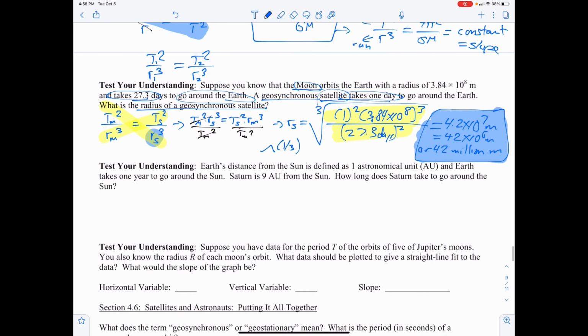Test your understanding. Earth's distance from the sun is defined as 1 astronomical unit, and the Earth takes 1 year to go around the sun. If Saturn is 9 astronomical units from the sun, how long does it take Saturn to go around the sun in terms of an Earth year? Well, you know it's farther out, so you know it's going to take more than an Earth year. Well, how many years does it take?